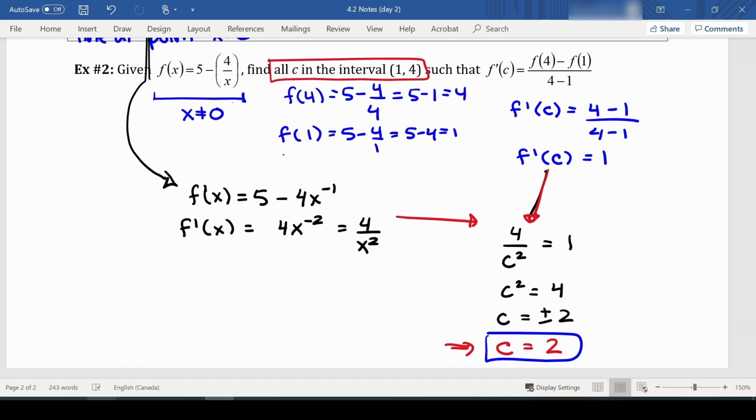So you weren't actually asked to use the mean value theorem here. They gave it to you. They told you f prime of c was equal to this rise over run. But the other way you could have it is it might say, please use the mean value theorem to find f prime of c for the same secant line for these two endpoints here. Okay, and that is all for this section.